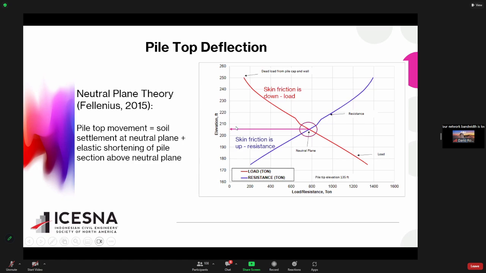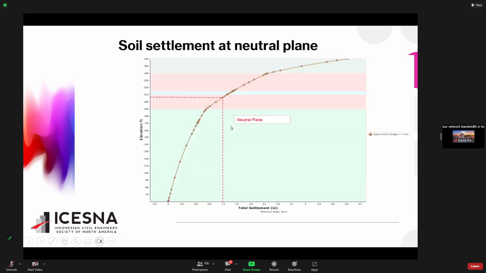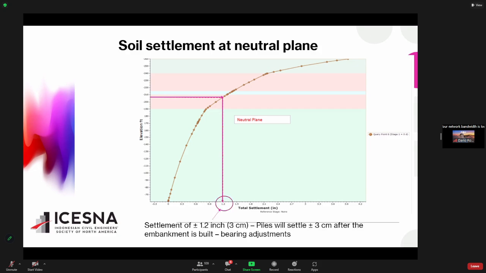Approximately 205 feet, my neutral plane. So you know the elevation, then you go to this curve. This is the curve of settlement and elevation at the location of the pile. Right? So the settlement will be 0 at the bottom, and settlement will be more and more as you go up to the ground. So you know the neutral plane at 205. You go down from 205 to here, so this will be your soil settlement, 1.2 inches or approximately 3 centimeter.